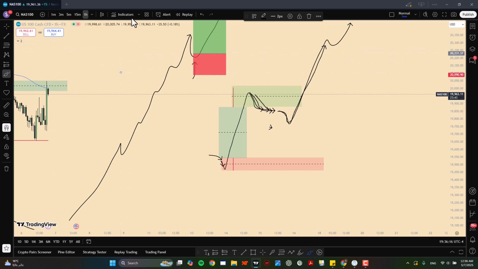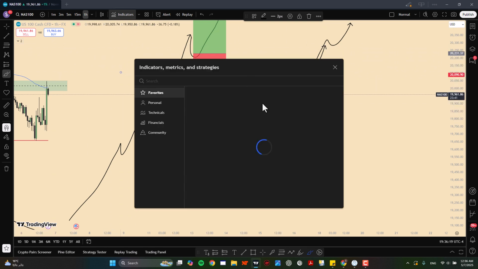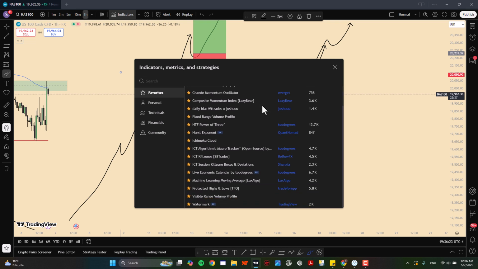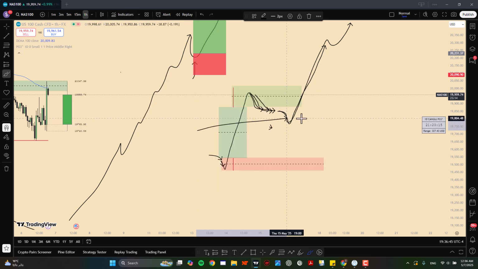Now, there is an indicator for this. I don't use it. I only have one candle basically to look at this, so the 1 hour, but this is a really good indicator in my opinion, and it's called the higher time frame power of 3. So let me add it, and excuse me.